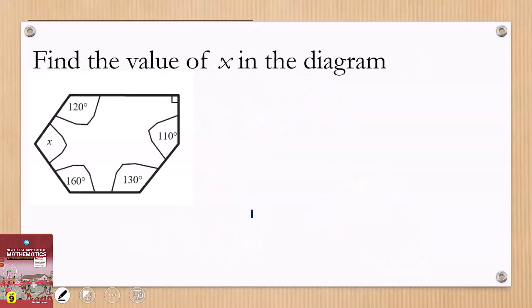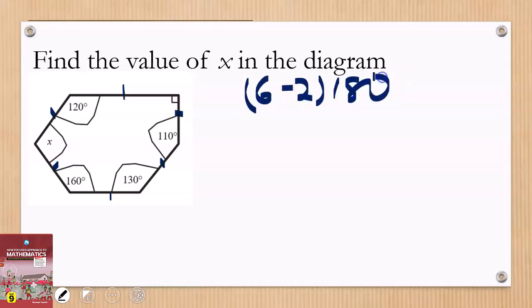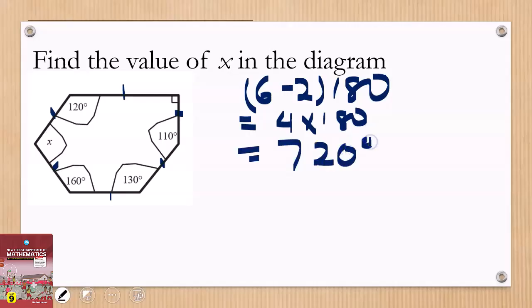Now let's take another example. Find the value of x in the diagram. This is a 1, 2, 3, 4, 5, 6-sided figure, so we call it a hexagon. The sum of its interior angles must be 6 minus 2 times 180, and 6 minus 2 is 4, and 4 times 180 gives us 720. That means if we add all the interior angles in this polygon, the sum should give us 720.